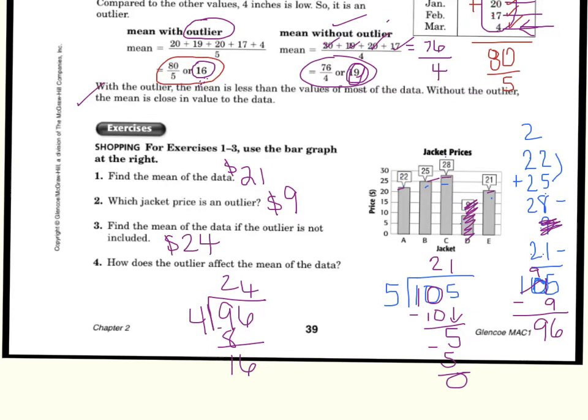How does the outlier affect the mean of the data? What is that outlier doing to the mean? It's bringing the cost of the jackets down. It lowers the mean.